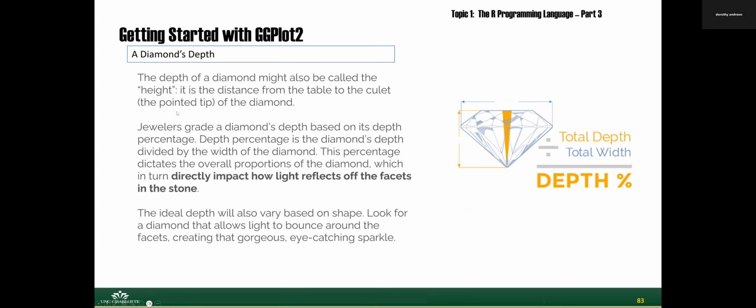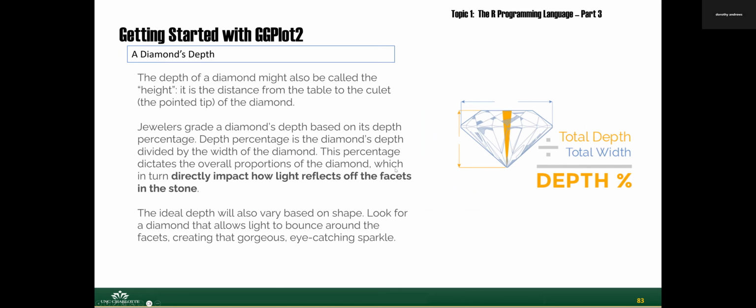Then we have the depth. The depth of a diamond could also be called the height. It's the distance from the table to the cullet, this pointed thing at the bottom, which is called the cullet. Jewelers also grade diamonds based off of this depth.